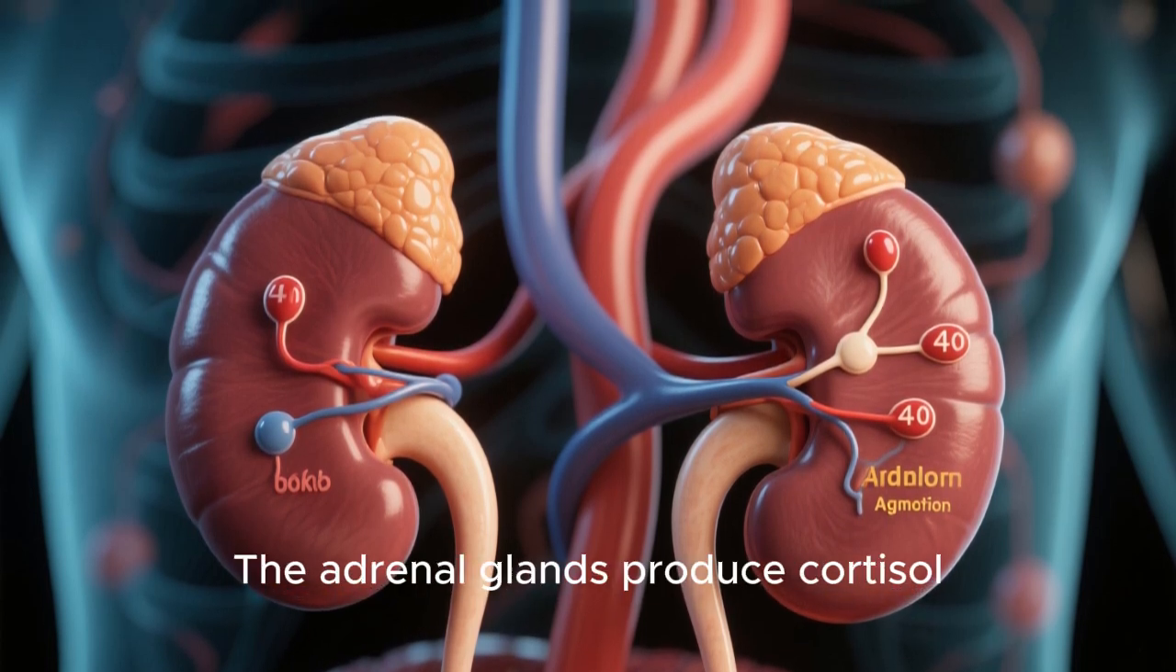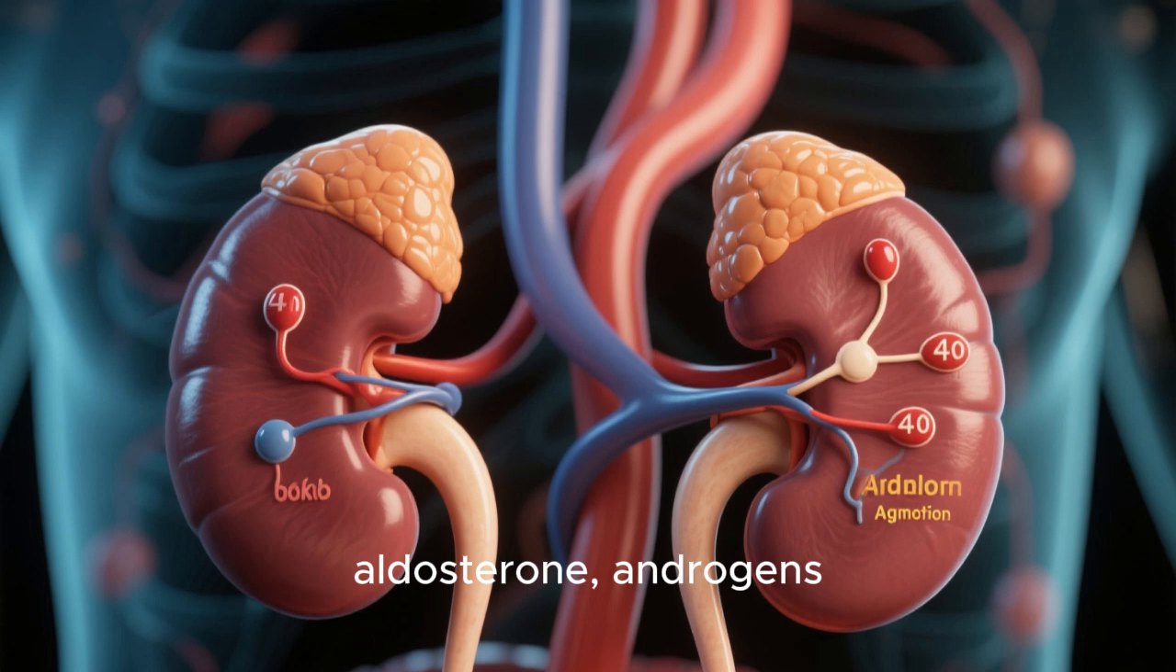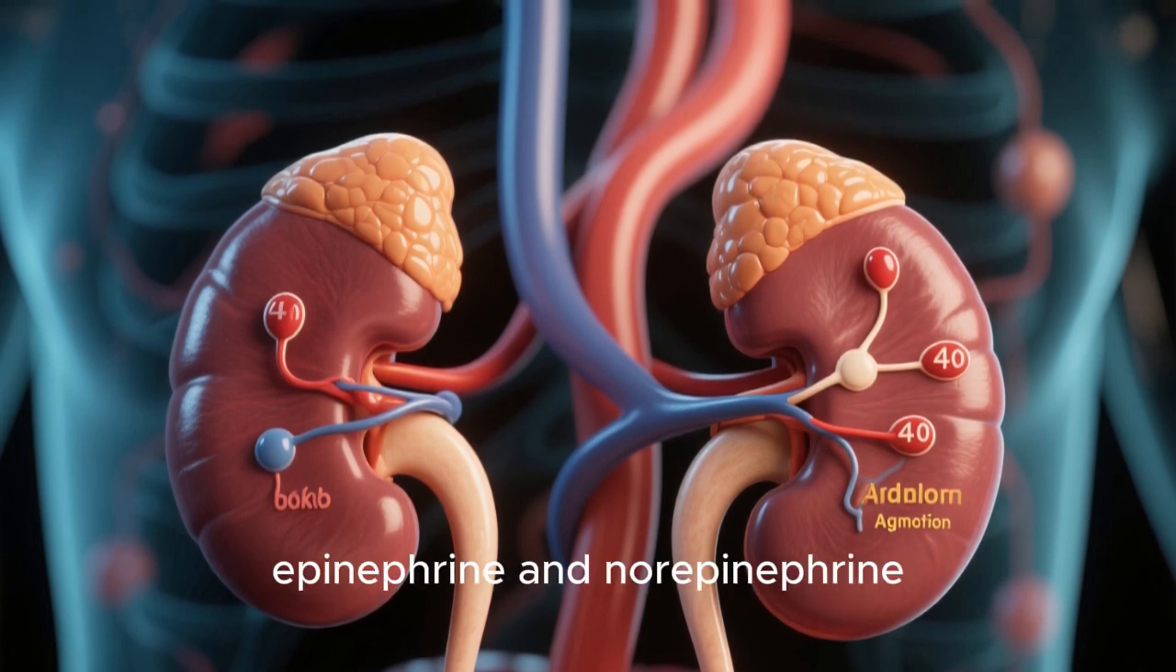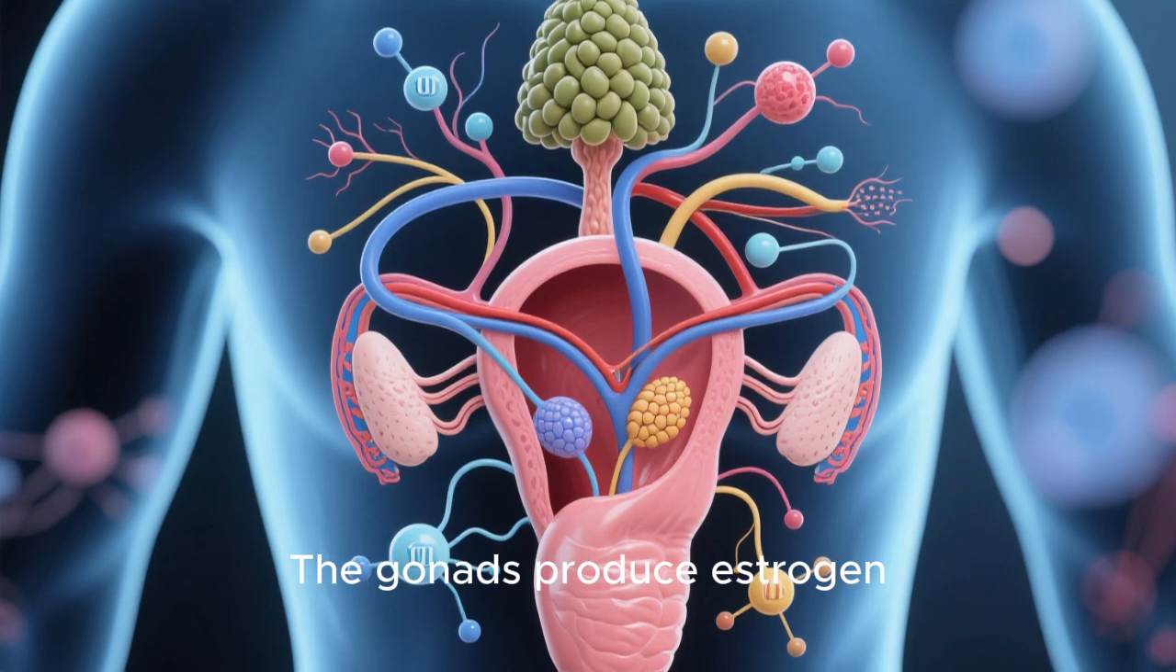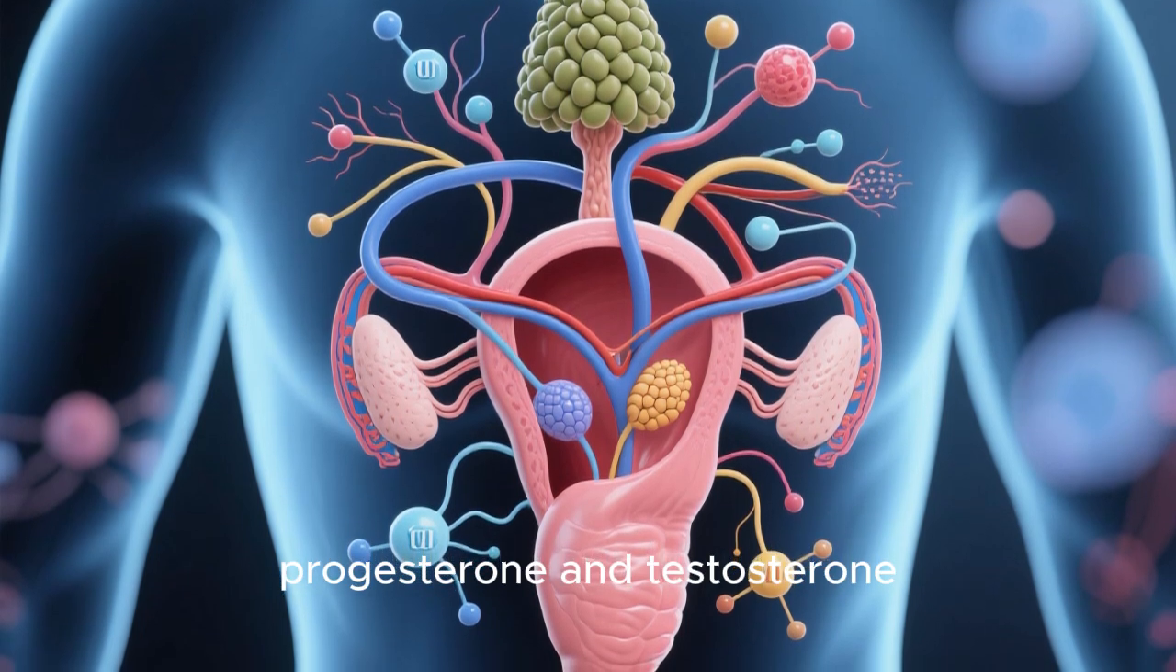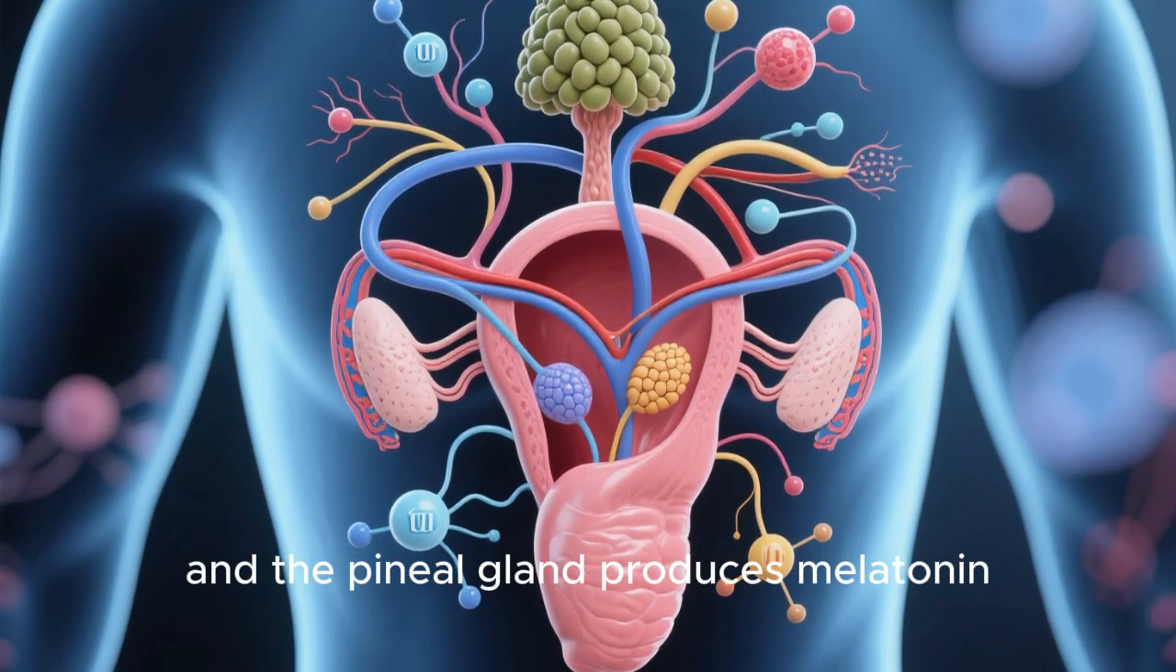The adrenal glands produce cortisol, aldosterone, androgens, epinephrine, and norepinephrine. The gonads produce estrogen, progesterone, and testosterone, and the pineal gland produces melatonin.